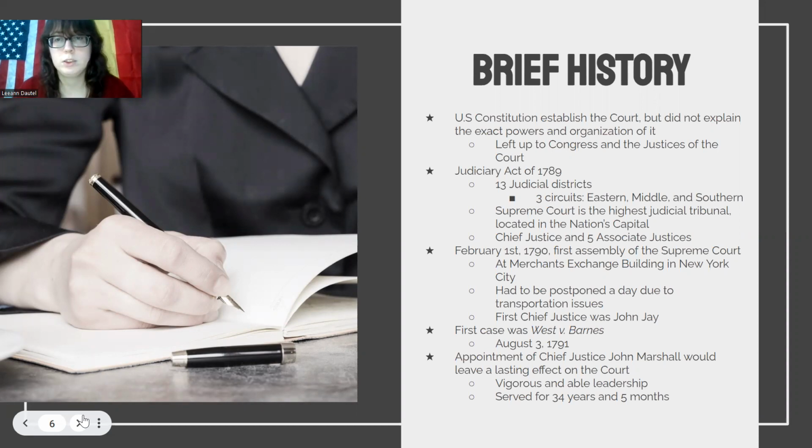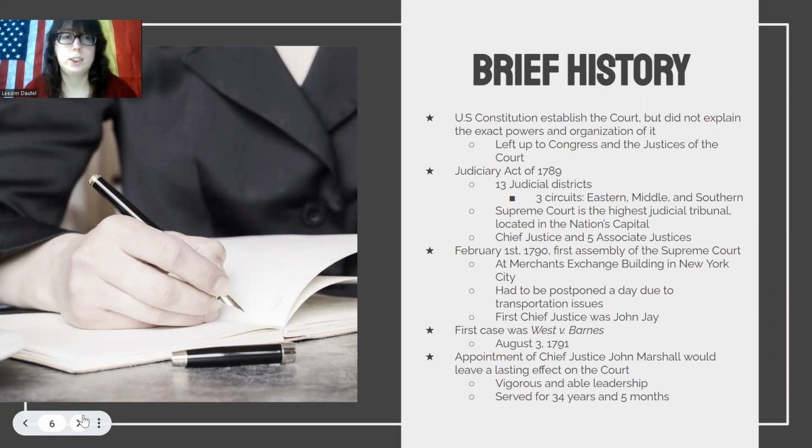So Congress decided in 1789 they would be passing the Judiciary Act. Essentially, there would be 13 judiciary districts in 3 circuits: Eastern, Middle, and Southern. During that time, we only had the eastern part of the United States that people were living in. The Supreme Court would be established as the highest judicial tribunal located in the nation's capital. During that time, that would be New York City, as it had just moved from Philadelphia.